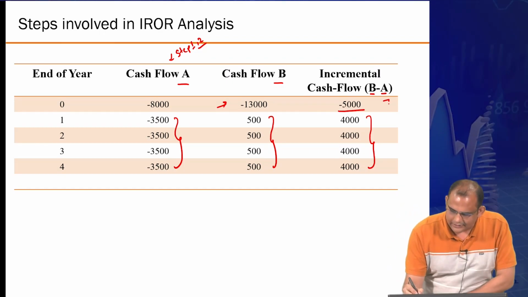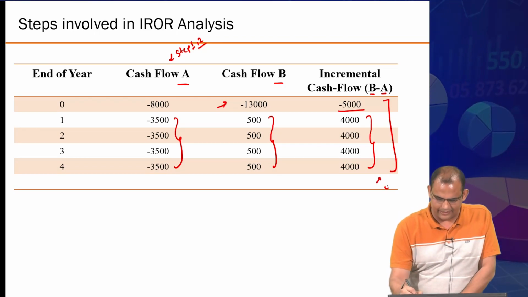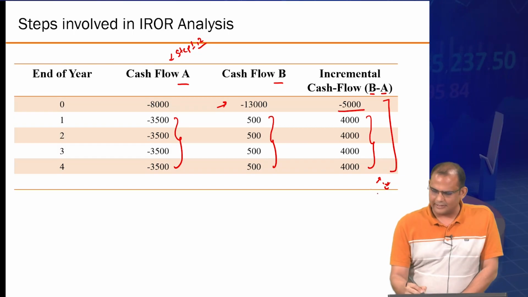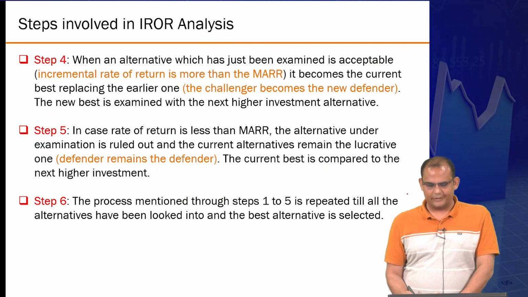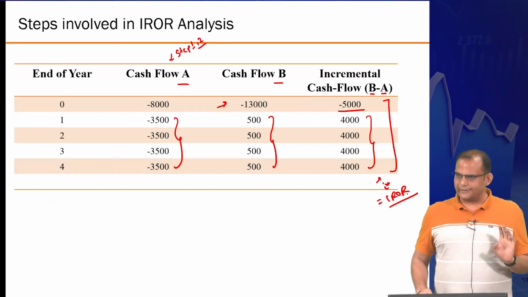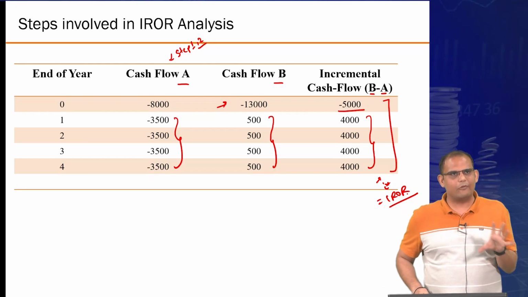So now this series seems like a more profitable series, and you can easily estimate the I star value of this, and that will be your incremental rate of return. Clear? So far the steps clear in terms of how we are planning to do.